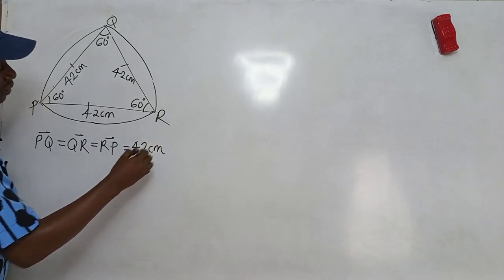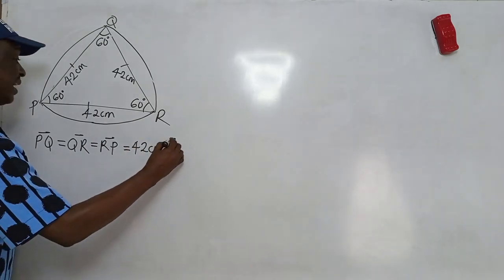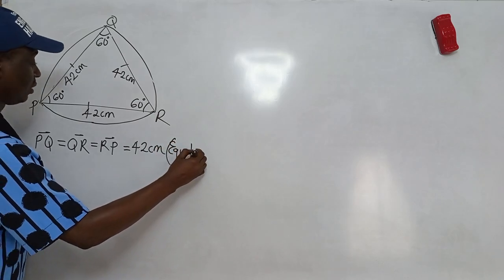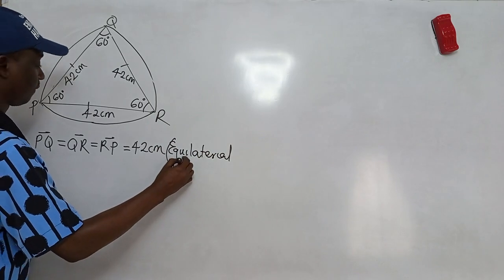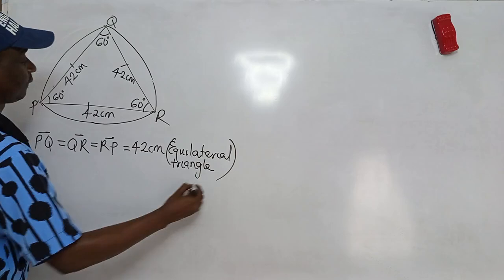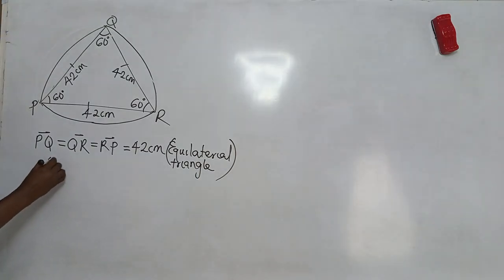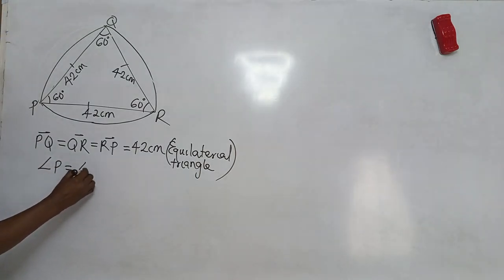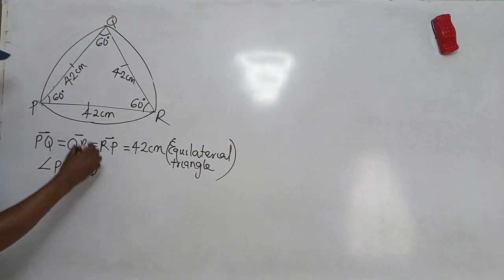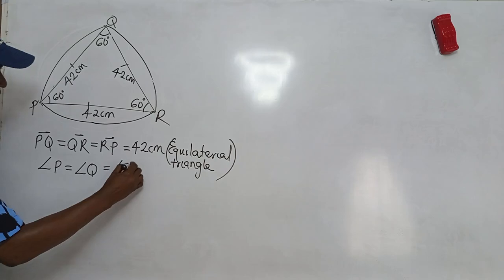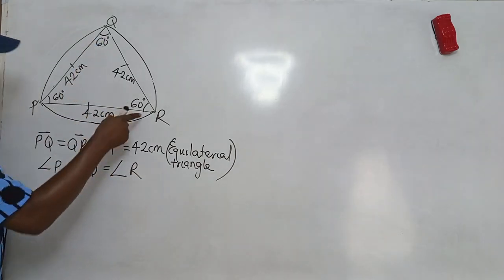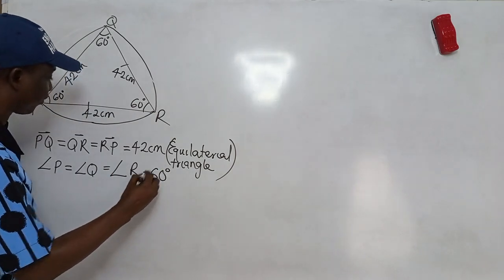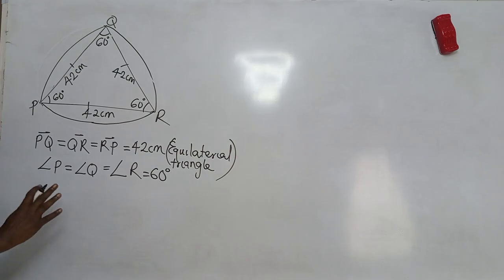They are equal, and since they are equal, it is an equilateral triangle. Now, also, angle P is equal to angle Q, equal to angle R, which is equal to 60, which is an equilateral triangle now.